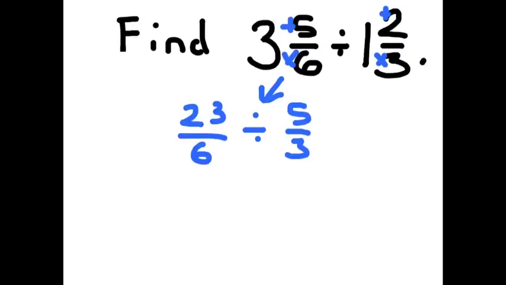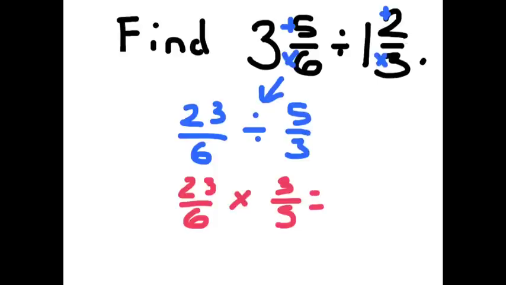Next, I need to KFC, keep, flip, change. Keep the first one the same, 23/6. Flip the second one, so its reciprocal is 3/5, and change divide to multiply. So the product is going to be 69/30. That, when I divide numerator and denominator by 3, is going to be 23/10.